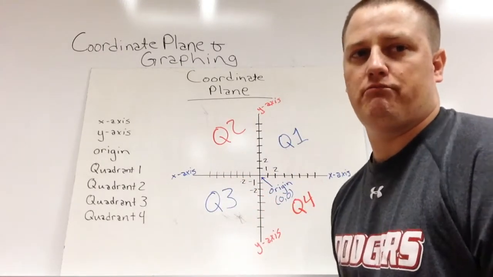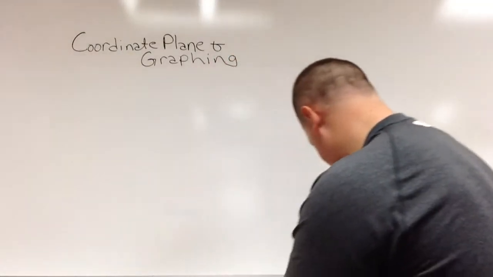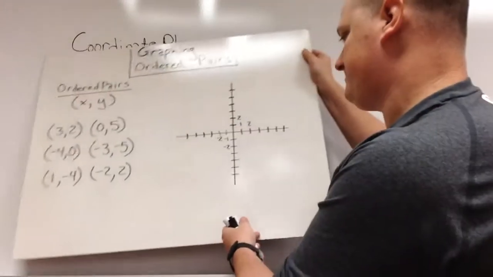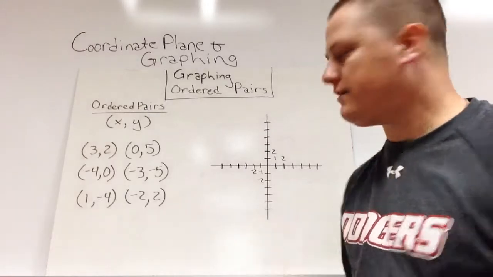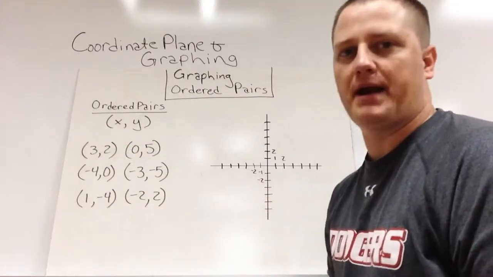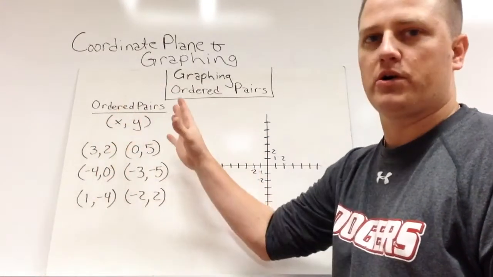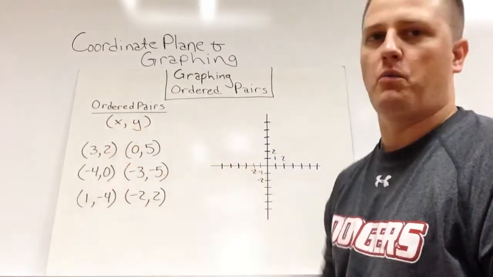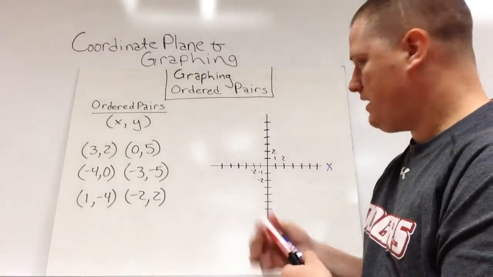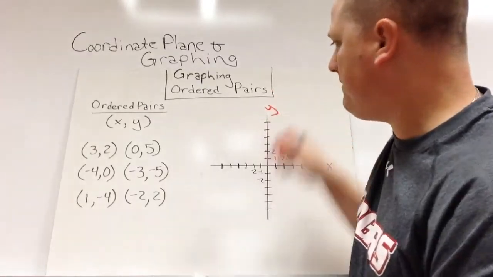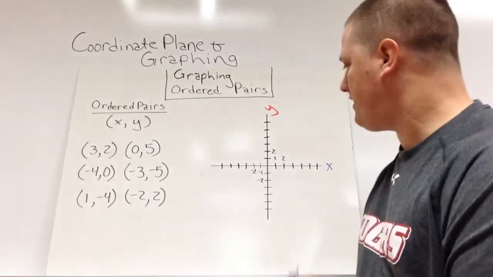Now we're going to look at how we graph. So here's a coordinate plane and 6 ordered pairs that I'm going to graph. I have the basics of a coordinate plane, with an ordered pair being an x and a y. So this is where knowing x here and y here matters. The first thing that we're going to do is start at our origin.